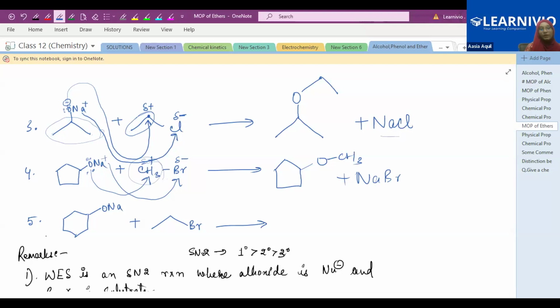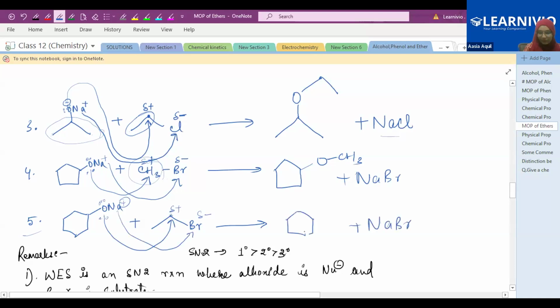Okay. Fifth one. Again, do the same thing. Oxygen has a lone pair. It will have the positive charge. This bromine will have the partial negative charge, and this carbon will have the partial positive charge. So this will attach over here, to the carbon which has the partial positive charge, and the sodium will attach over here. So NaBr will be formed. And here this cyclic structure, cyclohexane.